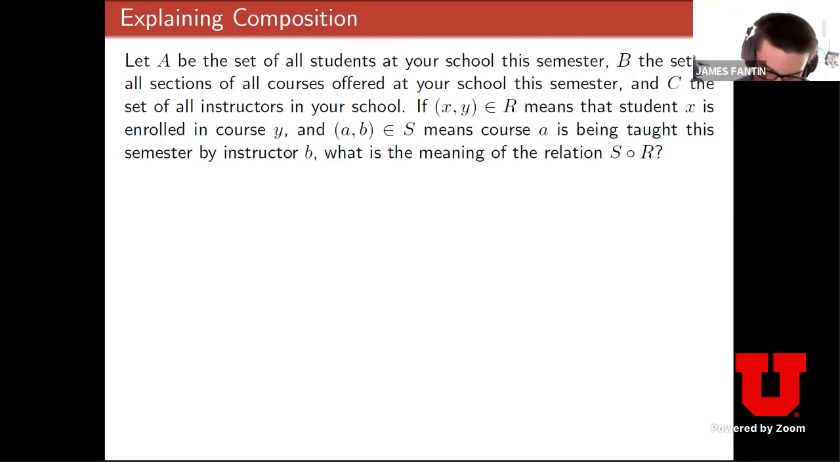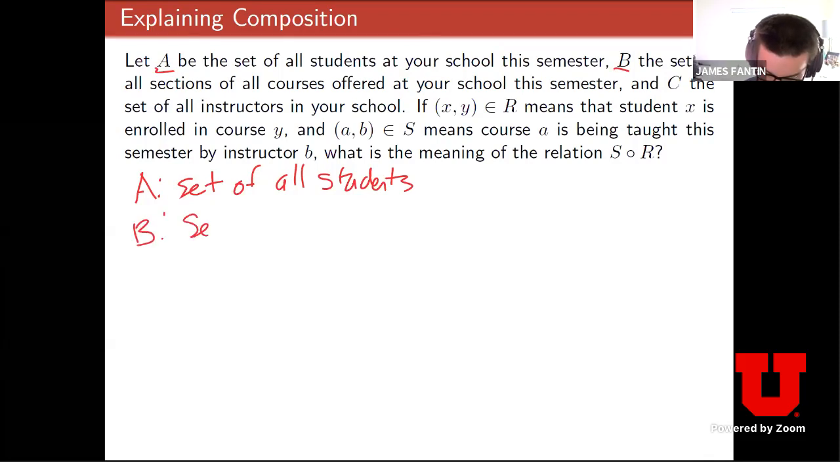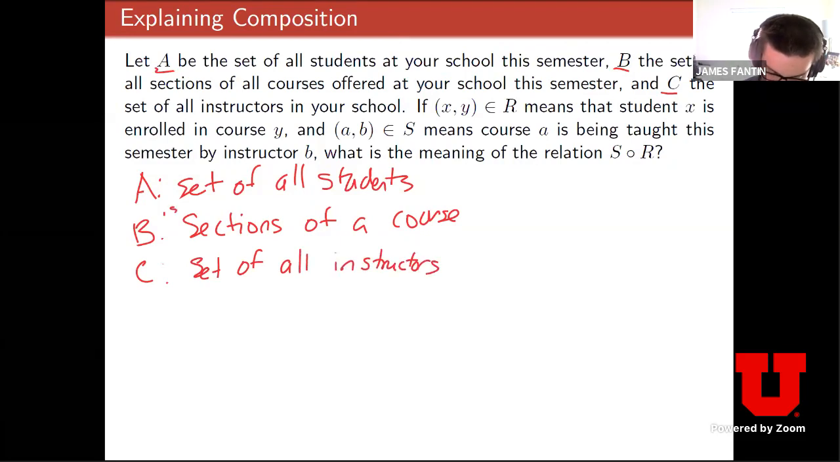So we've defined this set A, and A is the set of all students at your school. Then we define this other set B, the set of all sections of a course. And then C is the set of all instructors.